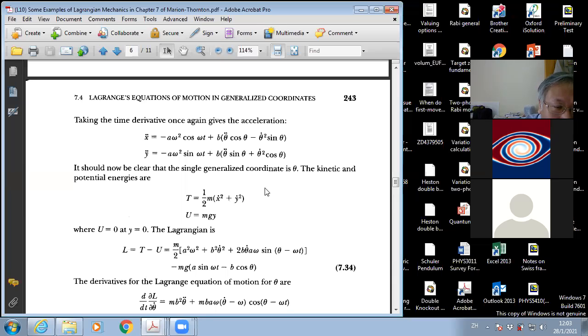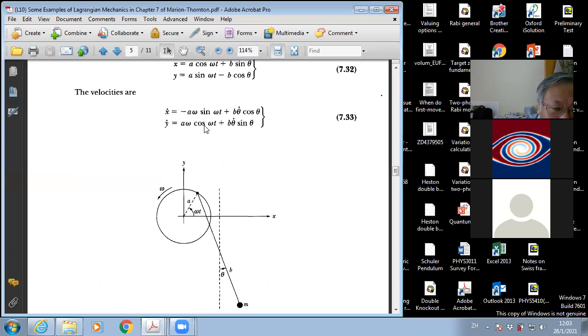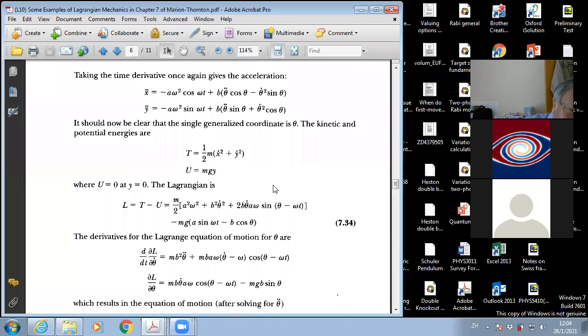x dot square is given here, y dot square is given here. So we substitute them into the Lagrangian function and also substitute the y into the Lagrangian function. Then we get this, all right?